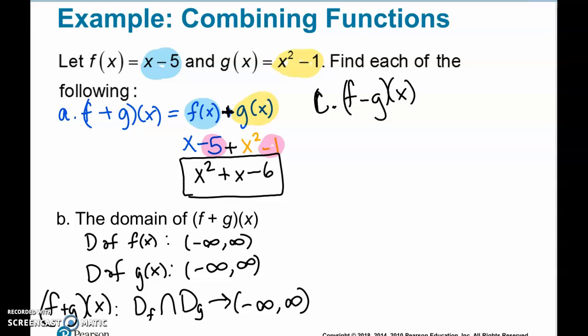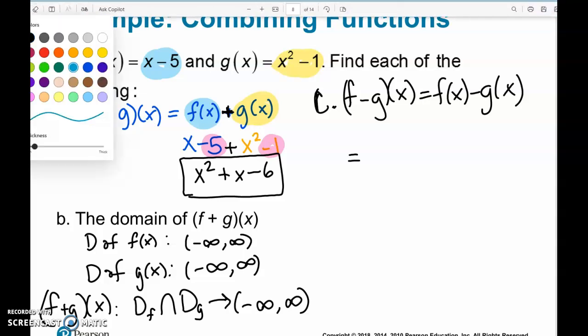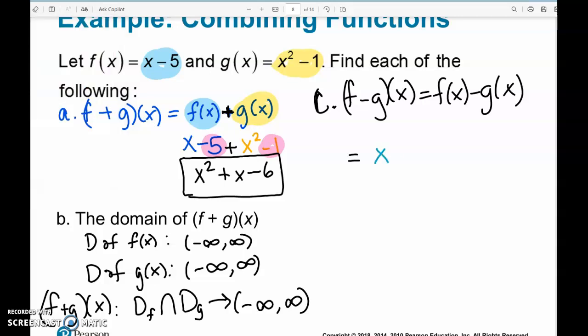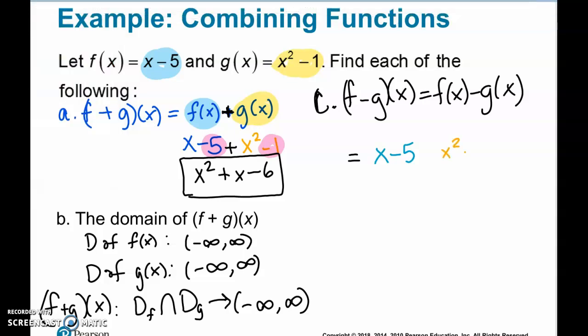Well, f minus g would mean I take f of x and I subtract g of x. So f of x is what I highlighted in blue, so it is x minus 5. And g of x is what I highlighted in yellow, so it is x squared minus 1.